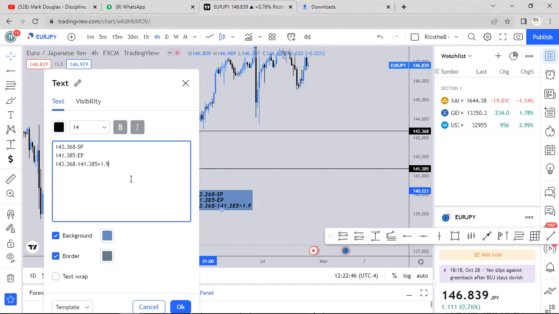141.385. So that should be 1.983. So I'm going to move this point only 2 times. So from where it is, 1, 2. So now that's where we put it. So this simply means our market moved by 198.3 pips. That's how you get to calculate pips.